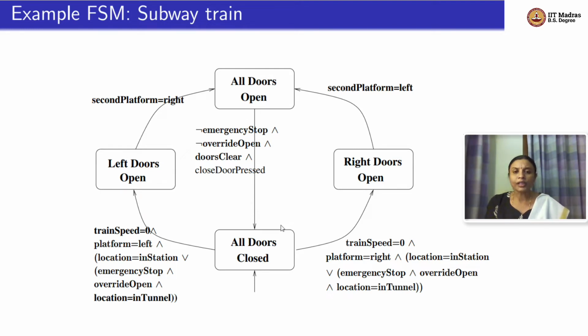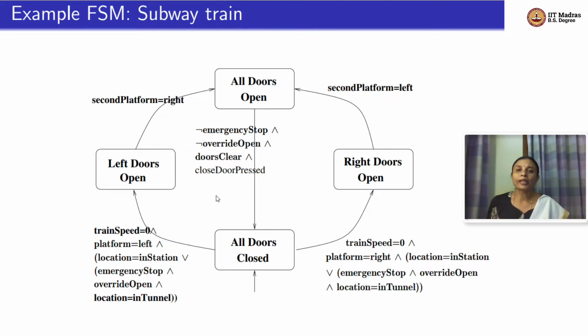It has 4 states. The initial state, which is down below here, marked by an incoming arrow, is all doors closed. Then there is left doors open, another state, right doors open, another state, and all doors open, which is another state. So this is a state machine that describes the status of the doors of a train that goes on a subway. It could be a metro train, or it could be any passenger train that goes on a subway. Typically, subway trains have doors on both sides of the train.